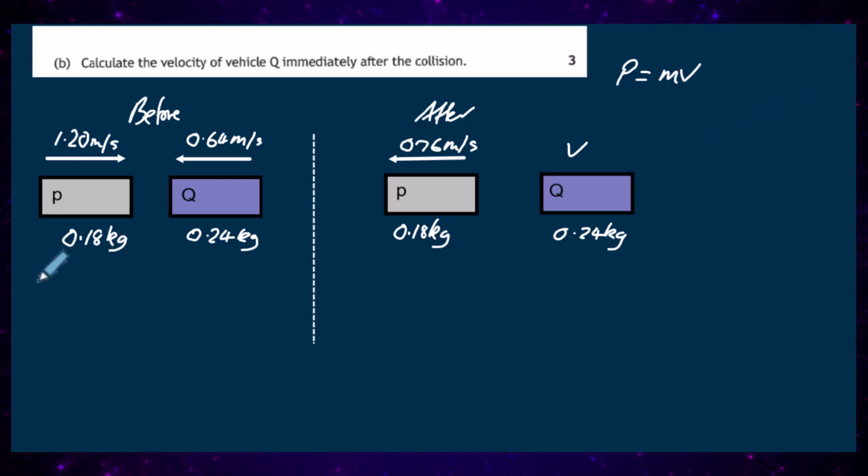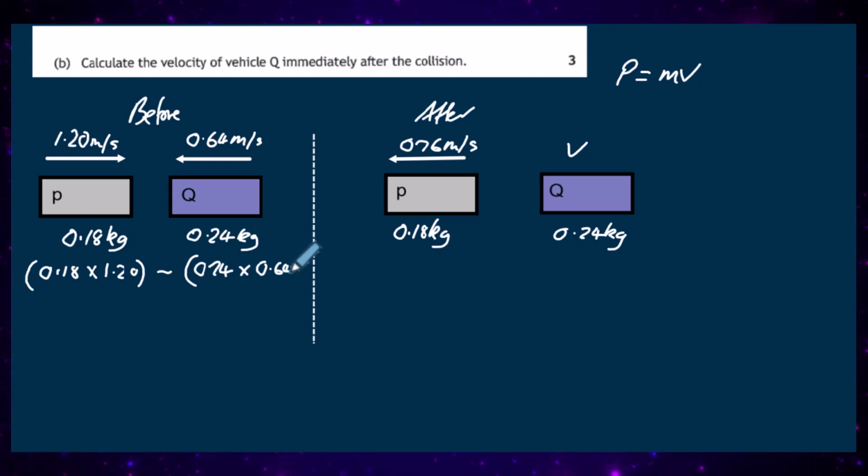So let's work out the momentum before the collision. For P it's going to be the mass, 0.18, multiplied by 1.20. For Q, we have to take it away because it's going in the left direction, so it's got to be a value of 0.24 multiplied by 0.64.